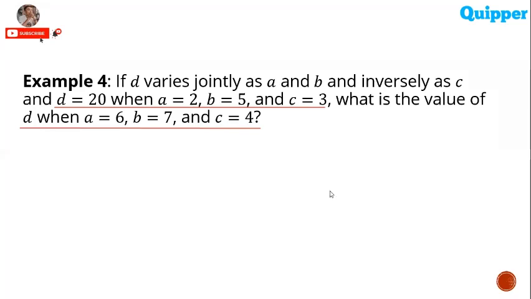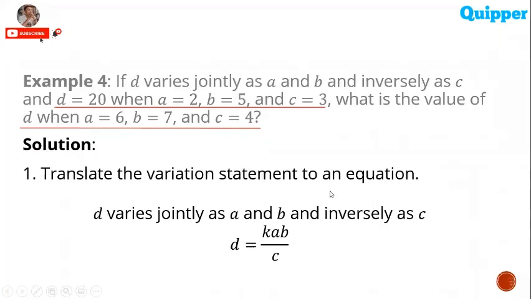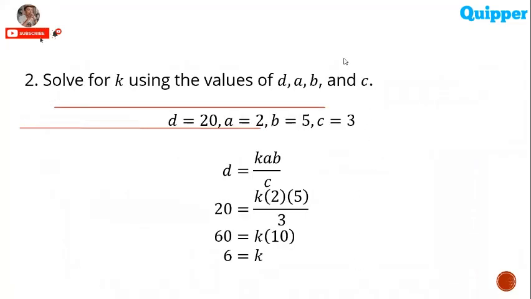To solve that, translate the variation statement to an equation. D varies jointly as A and B and inversely as C. This is a combination of joint variation and inverse variation. So that is D is equal to KAB over C. Substitute now the values of A, B, and C, then D.